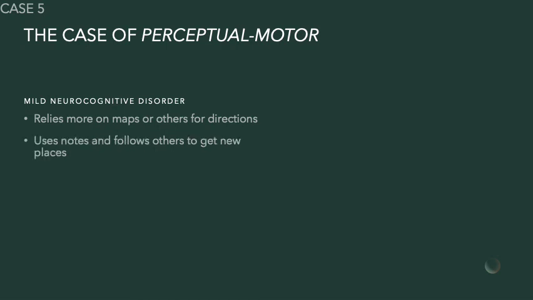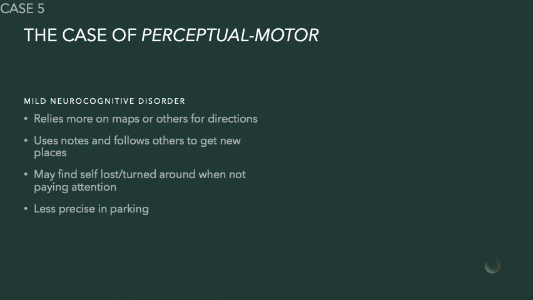An individual with mild neurocognitive disorder and difficulties with perceptual motor cognitive domain may rely more on maps or others for directions. They may use notes and follow others to get to new places. They might find themselves lost or turned around when not paying attention or concentrating on the task at hand. They become less precise in parking, and they need to expend greater effort for spatial tasks such as carpentry or sewing.